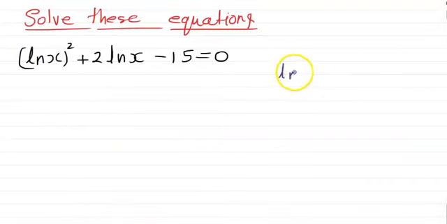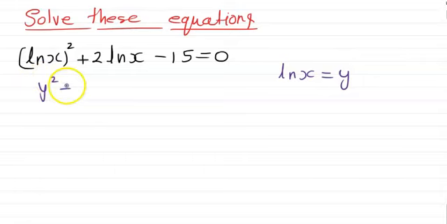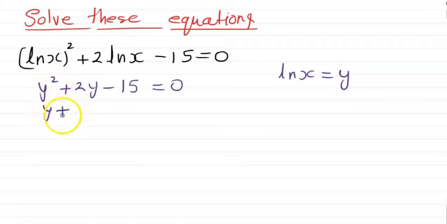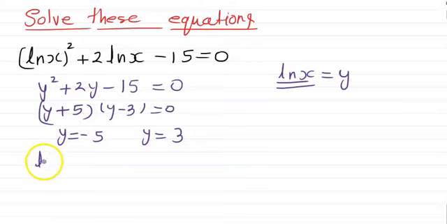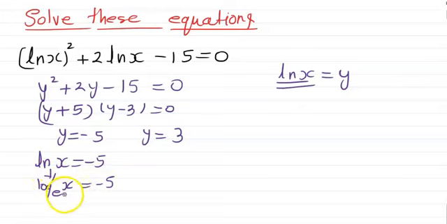So here ln x you suppose as y, so it should be y square plus 2y minus 15 equal to 0. What will be the factor, Hamza? 3 and 5. So y plus 5 and y minus 3. Yeah. So we got y equal to minus 5 and y equal to 3. What is y here? ln x. ln x equal to minus 5. And ln is basically log base e, right? So it should be e to the power minus 5, and that is x.